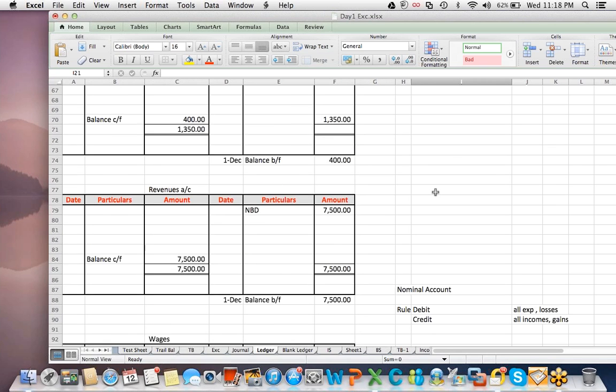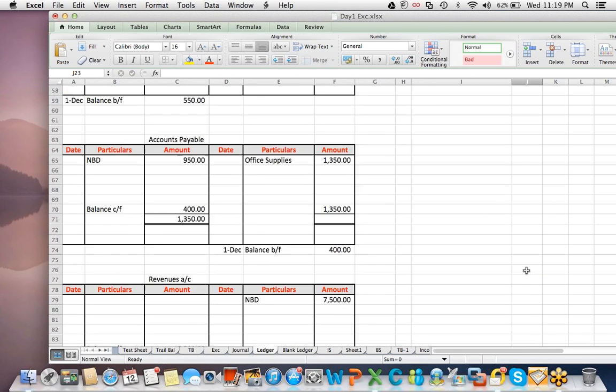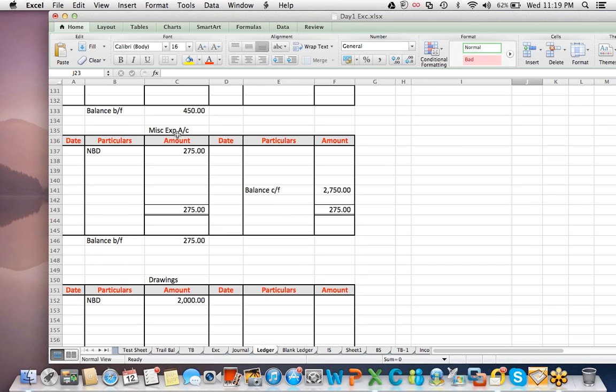No, utilities is 450. Our trial balance does not match if we write like this. It is not 850, it is 450. Next, miscellaneous expenses account, 275.